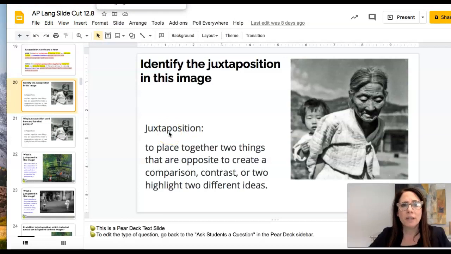Juxtaposition is placing 2 different things right next to each other or near each other to make a point. So remember that rhetorical devices can be many things at once, and your eye needs to see at least one of those many things. So juxtaposition is used to create a relationship or to point out a relationship, as are many of the devices that we're working with.